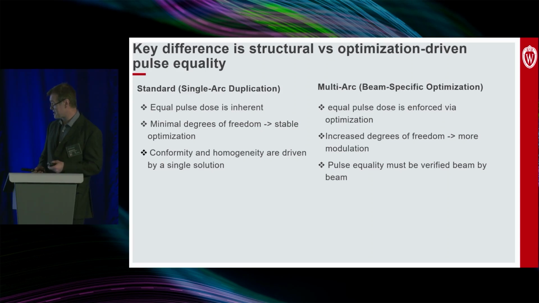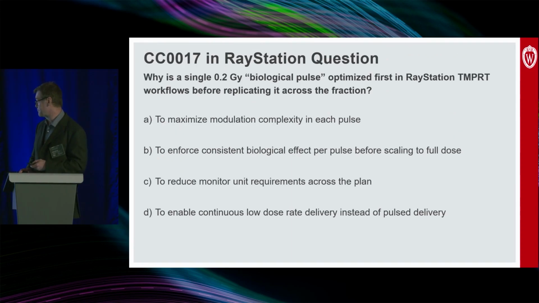And what this does is it does create some minimal degrees of freedom. It creates a nice stable optimization, but the conformality and the homogeneity are driven by a single solution. In the beam-specific optimization, each pulse is enforced via the optimization only. You do get increased degrees of freedom by virtue of the fact that we have multiple different beam angles. And the pulse quality is verified beam per beam. So this is a process that you do at the end of the plan.